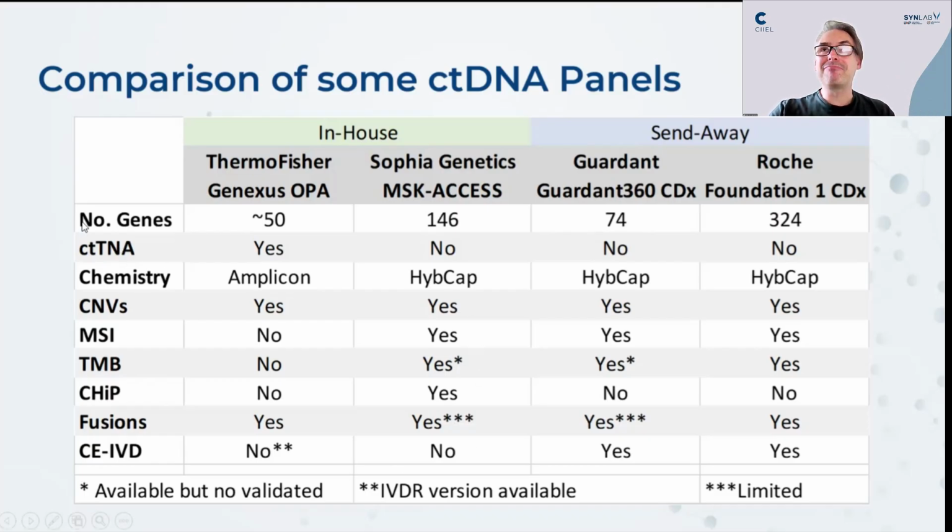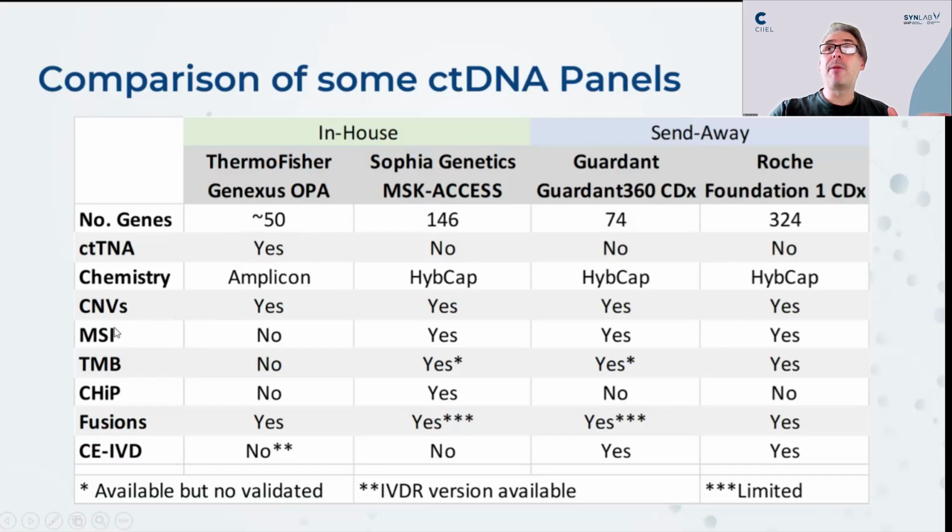As for ctDNA, whether it can do RNA as well, it's only the Thermo Fisher Genexus, so that can call fusions from RNA. Very difficult to validate that because there's no commercial control for that. We did our best. Chemistry, Amplicon and the rest of them are hybrid capture. Can they do CNVs? Yeah, they can all do CNVs. Copy number gains, definitely. Copy number losses are a little bit more tricky, but we have seen some, particularly things like PTEN losses, being called.